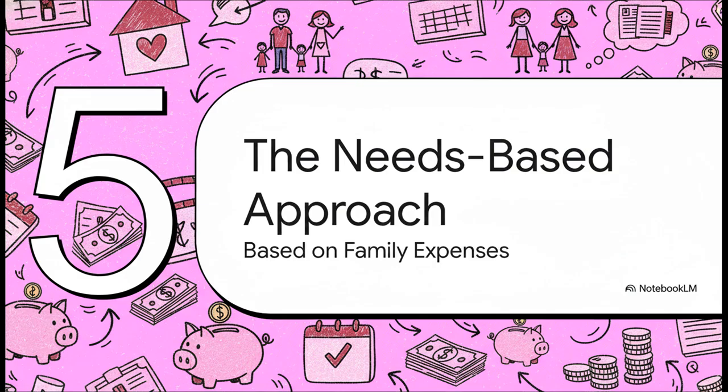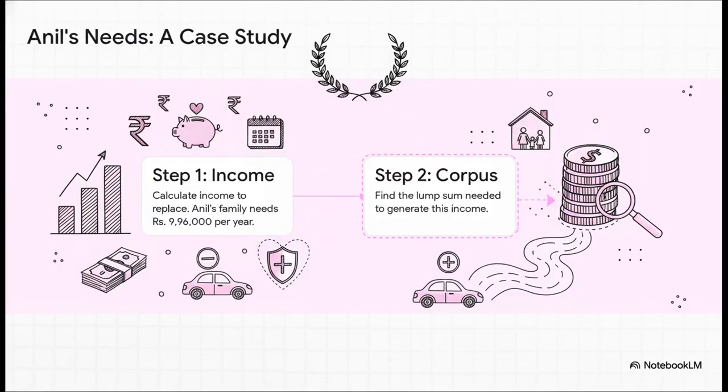Okay, so the HLV method is great. It's a solid starting point that's all about your income. But there's another way to look at this, one that gets a lot more personal and detailed. It's called the needs-based approach. And just like the name says, this method looks at what your family specifically needs to live on. The best way to get this is to walk through an example.